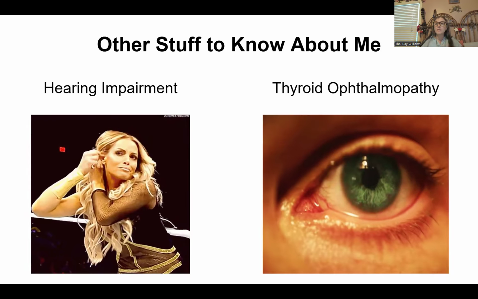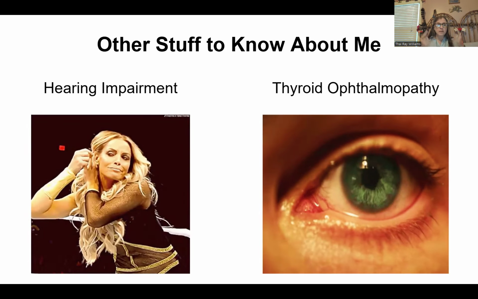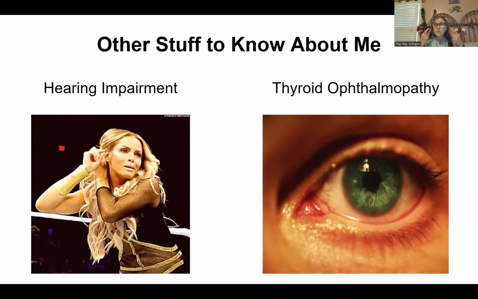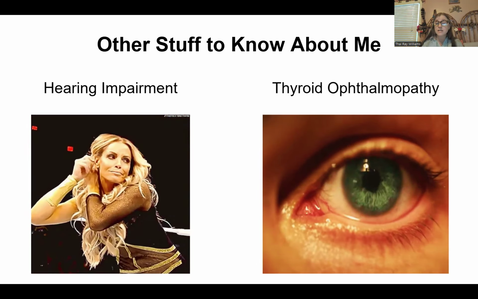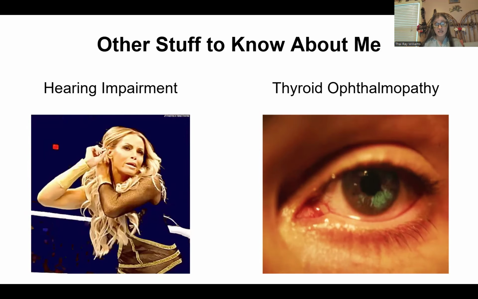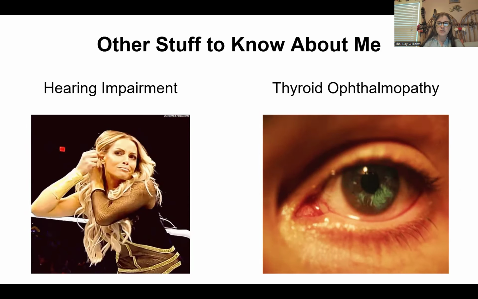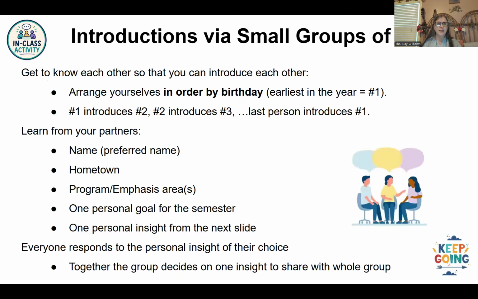Not only that, I have something, lucky me, I have something called thyroid ophthalmopathy. And what that means is I have an autoimmune disease and it affects my eyes. And so sometimes my eyes are red, sometimes they're dry, sometimes they feel like they have grains of sand in them. So if you see me doing something like this or using eye drops, just know that that's what's going on.